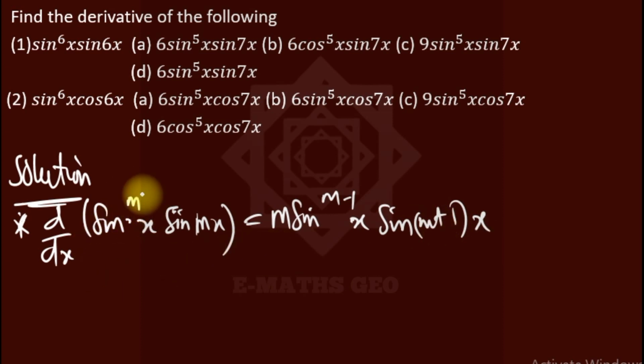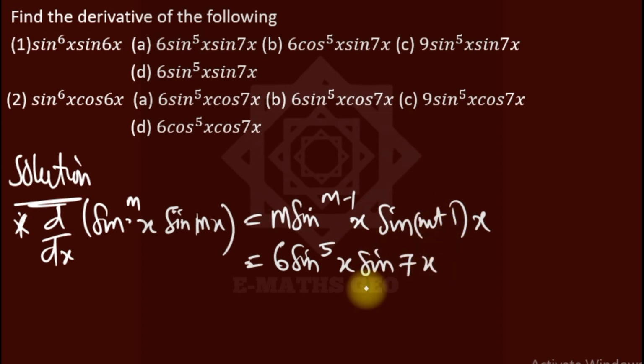So if the power here is the same as the coefficient of x, the answer will be m sine x raised to power m minus 1 times sine (m plus 1)x. Looking at this equation, our m is 6. So our answer is 6 sine x raised to power 6 minus 1, which is 5, times sine of 6 plus 1, which is 7x. So the answer is option A. That's the only one that suits the answer.